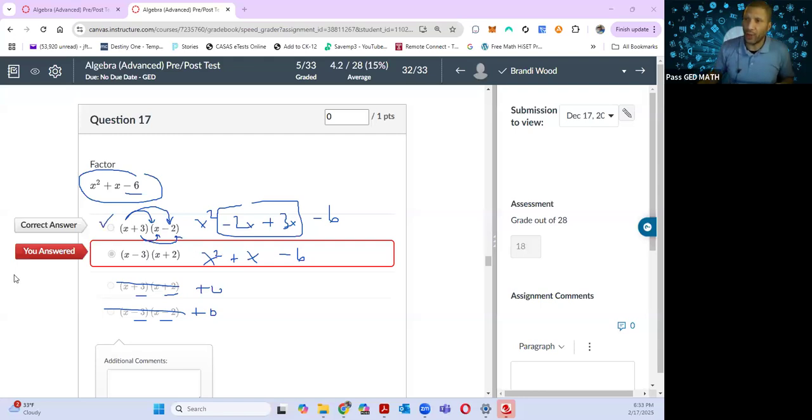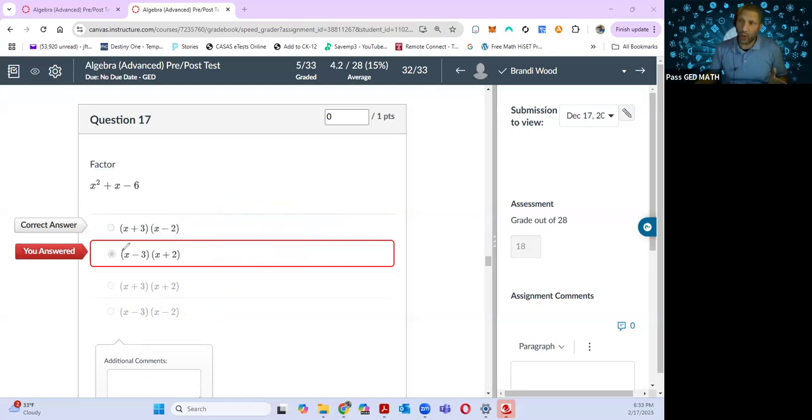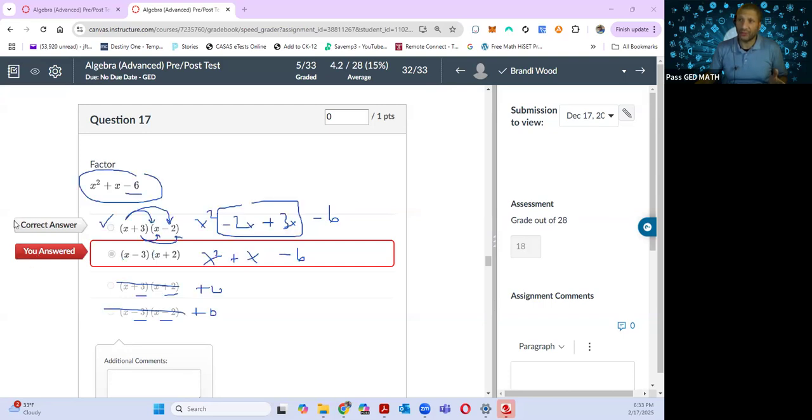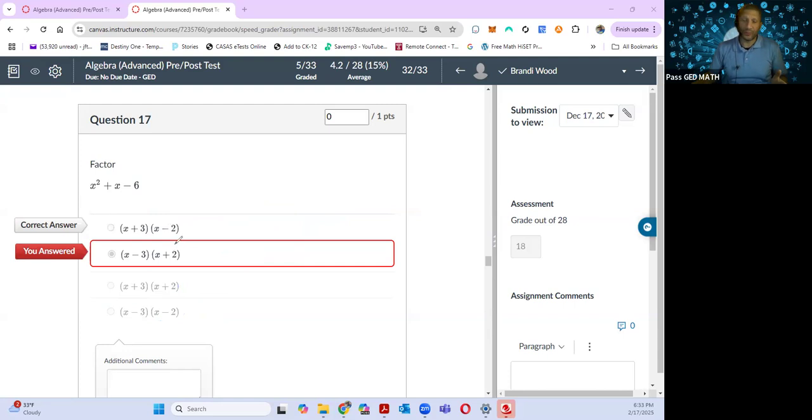Now, another way you could have done it is when your coefficient is 1 in front of your x. I'm going to show you a little shortcut. A nice little trick. When the coefficients are 1, this works. Plus 3 minus 2 is a plus 1. So plus 3 minus 2 is 1. 3 times minus 2 is a negative 6.